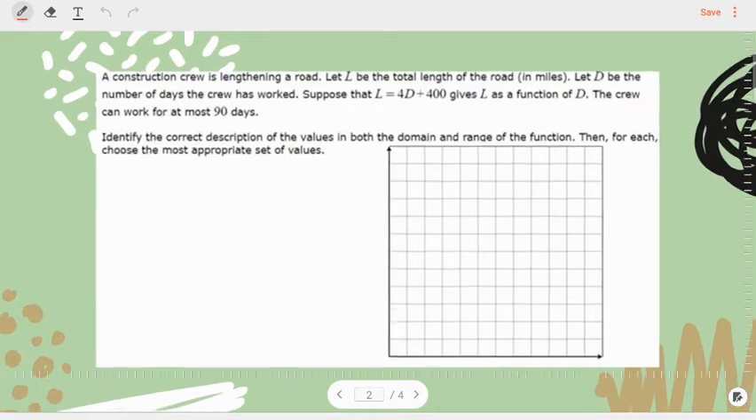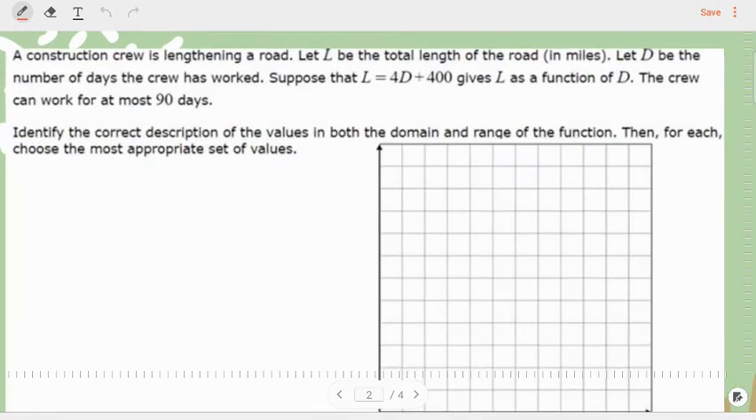If I read this problem, it says, a construction crew is lengthening the road. Let L be the total length of the road in miles and D be the number of days that the construction crew has worked. Suppose that L equals 4D plus 400 gives L as a function of D, and the construction crew can work at most 90 days. So it says identify the description of the values in the domain and range of the function, and then for each, choose the most appropriate set.